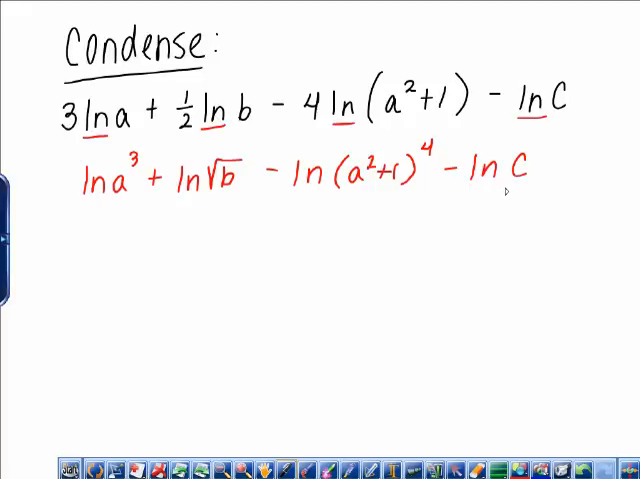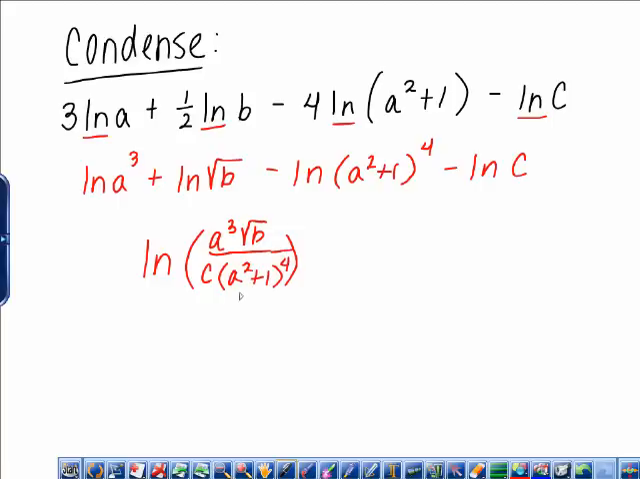Okay, the minus natural log, those arguments are going to go in the denominator. So the next step, you're going to write one natural log. You're going to write a big statement, but only one log. Condensed means one log. Okay, a cubed, square root of b, go in the numerator. And in the denominator, I have a squared plus 1 to the 4th power times c. Now, just for convention's sake, I'm going to put c first, since it's a single term.